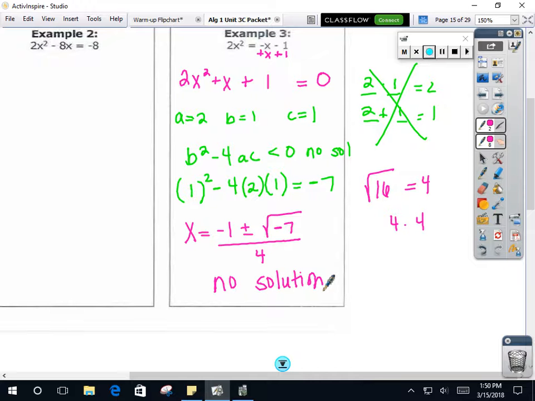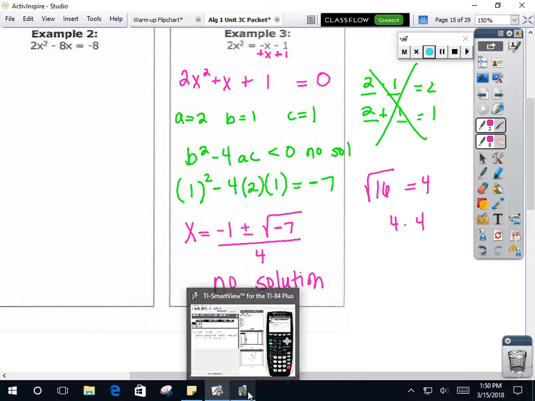So basically, if you're working on this worksheet today and you do the discriminant and discover it's a negative number, you don't even have to write this part. You just go ahead and write no solution. Now let's look at what that means graphically.